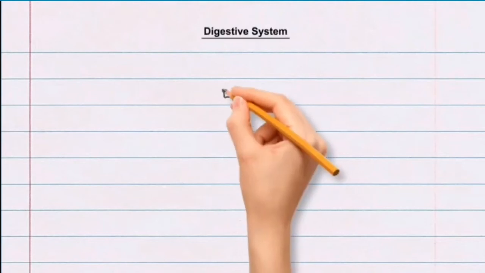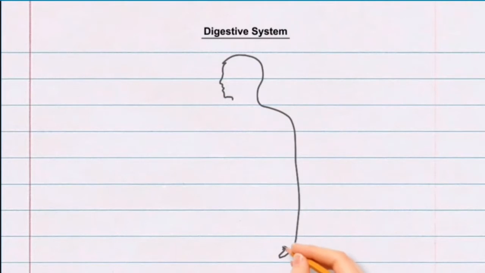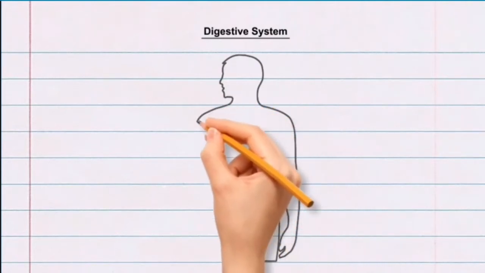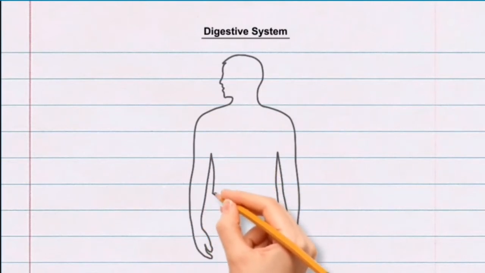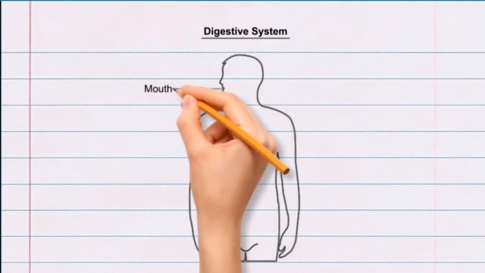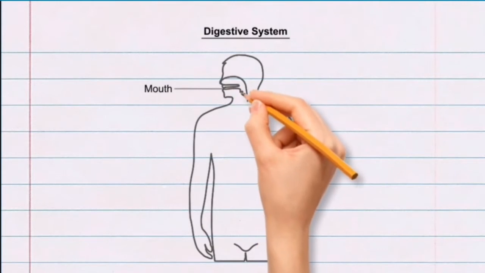Digestive system. First, draw the outline of the human body starting with the head, neck, shoulders, down to the arms and the torso. Label the mouth. Draw two curved narrow parallel lines to resemble a tube.